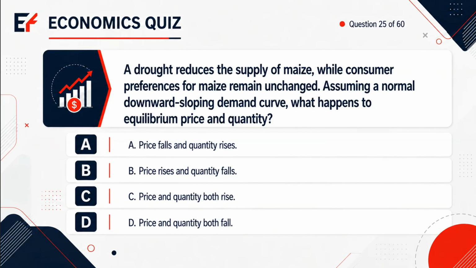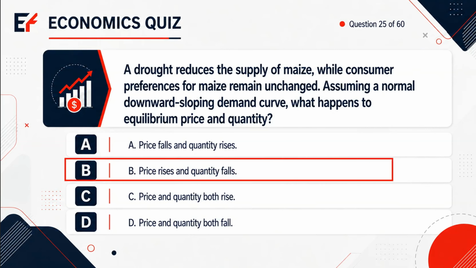Question 25. A drought reduces the supply of maize, while consumer preferences for maize remain unchanged. Assuming a normal downward sloping demand curve, what happens to equilibrium price and quantity? A. Price falls and quantity rises. B. Price rises and quantity falls. C. Price and quantity both rise. D. Price and quantity both fall. The correct answer is B.